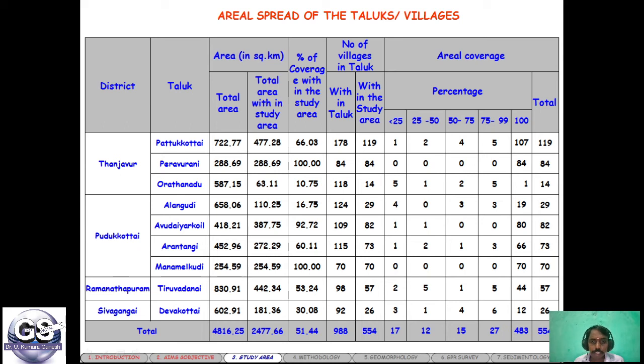Further, to understand the areal spread of the study area, a table was prepared with reference to the total area of each administrative division compared with the area falling within the study area. On that basis, the analysis was conducted and this table was prepared. The table shows that nearly 483 villages are covered 100% within the study area, and the rest of the villages are covered to different percentages.